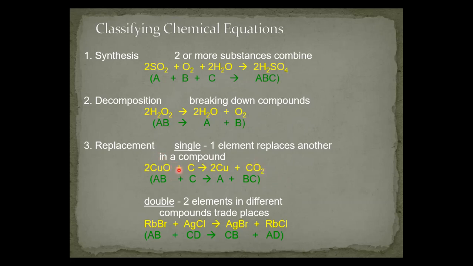You see how they switched partners? So this guy was by itself, now copper is by itself. Oxygen was with something, now oxygen's with the carbon. And a double replacement is like Foursquare, change your partners. So we have rubidium and bromine, silver and chlorine, but then we have silver and bromine and rubidium and chlorine. So they swapped partners there.